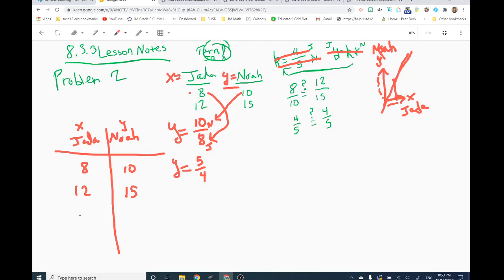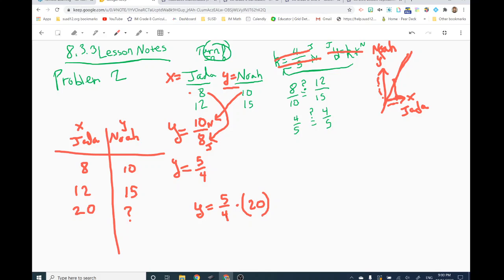Do you want something larger or smaller? How about when Jada takes, I don't know, 20 steps? When Jada takes 20 steps, how many steps does Noah take? Okay, let's write the equation to help us. So Noah is y. Y equals the constant of proportionality, 5 over 4, multiplied by the number of steps Jada took, which was 20.